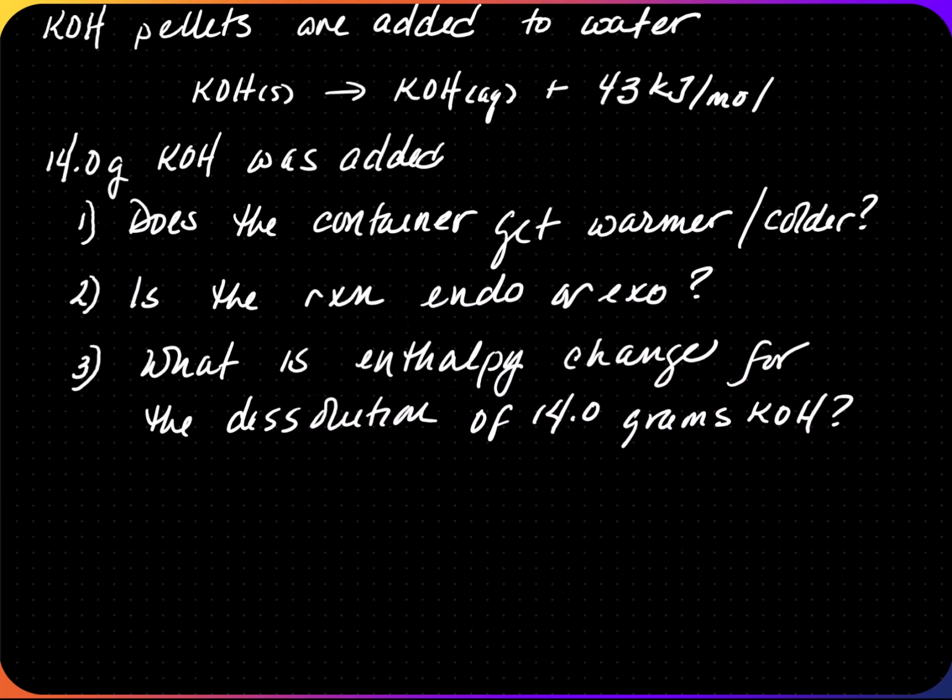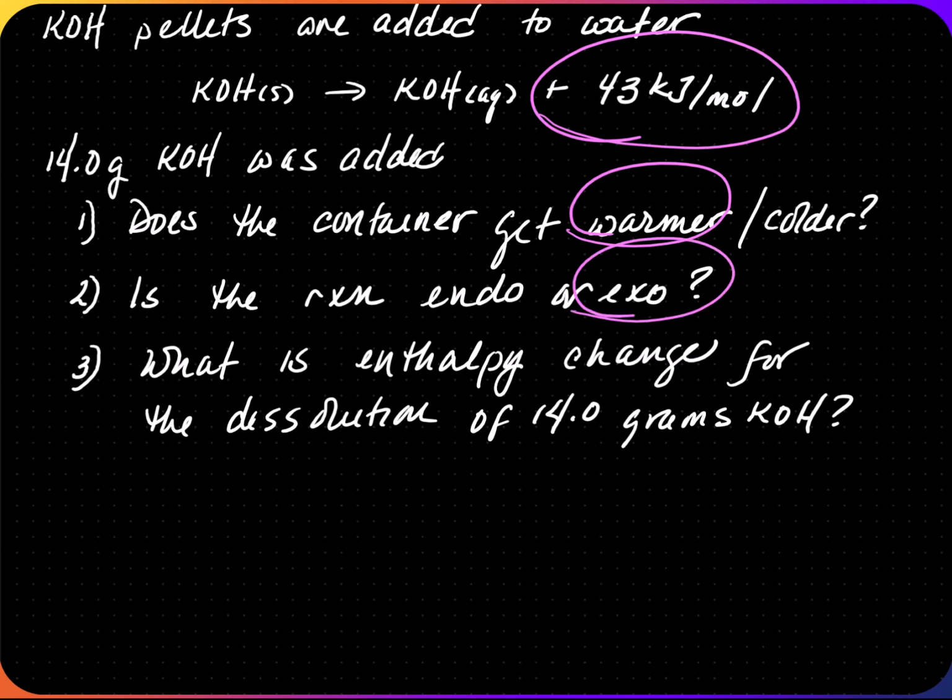Here we have potassium hydroxide that is added to water, and so it becomes solid to aqueous. This is an exothermic equation. The energy is found on the product side. When energy is on the product side, it's exothermic. When it's on the reactant side, it is endothermic. So does the container get warmer or colder? Since it's exothermic, it's going to be warmer, and since it's warmer, it is exothermic.